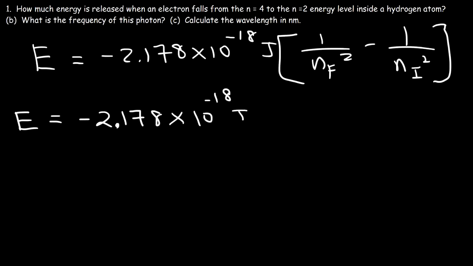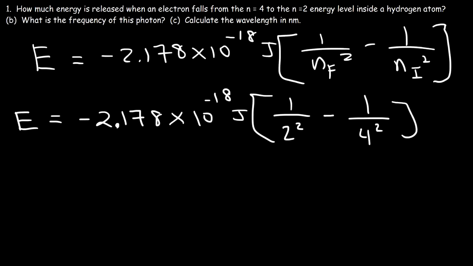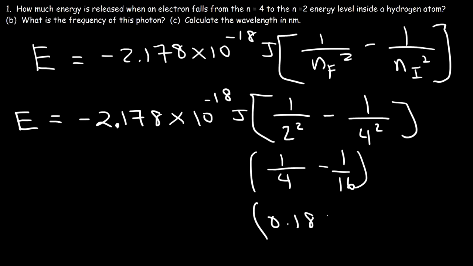So n final in this problem is 2. Don't forget to square it, and n initial is 4. So 1 over 2 squared. 2 squared is 4, and 4 squared is 16. So we got 1/4 minus 1 over 16. And that's equal to 3 over 16, which as a decimal is 0.1875.